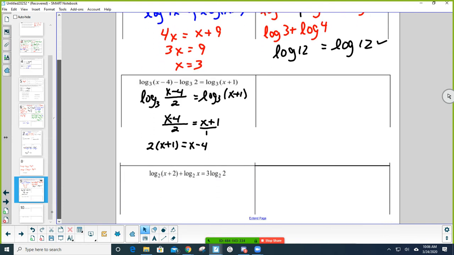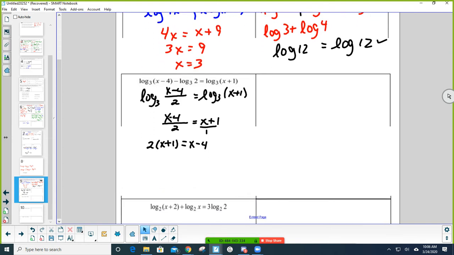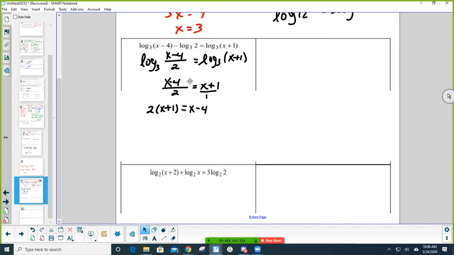Trying to get myself some more room here. Okay. And now I got 2x plus 2 equals x minus 4. I'm going to subtract an x from both sides. I'm going to subtract 2 from both sides. And I have a problem. You cannot have what is up here in the argument be negative. So I'm scared about that being a negative 6. Now, if I sub it in up here and these turn into positives, I'm okay. But I got to check.